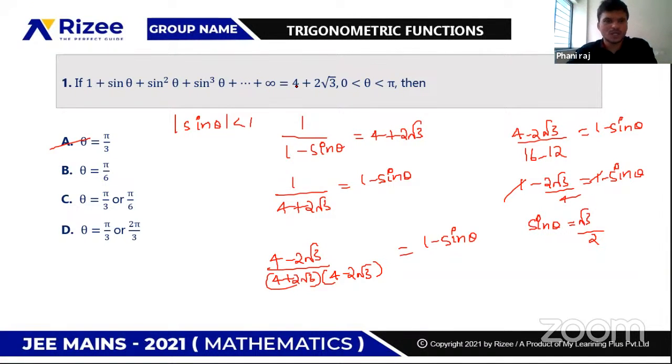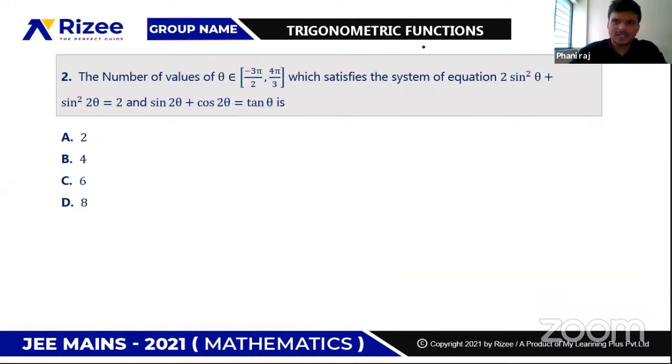Okay. Now we'll go to the second question. Yeah, this is sort of a nice question. Such questions are often asked in JEE Mains. So whenever you have such things, the number of values of theta belonging to this for which both of them hold true, you should take the common solutions.